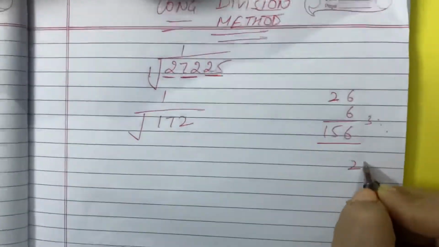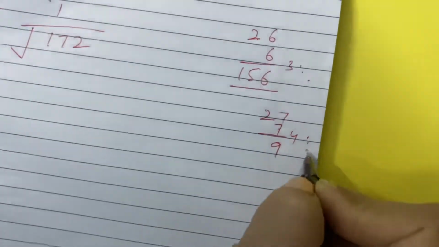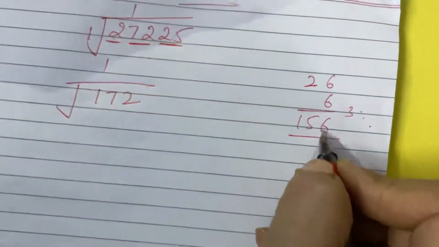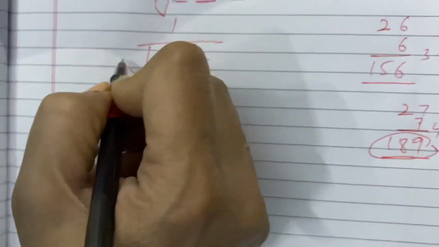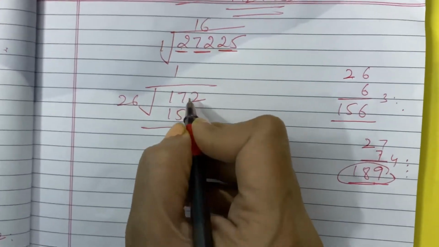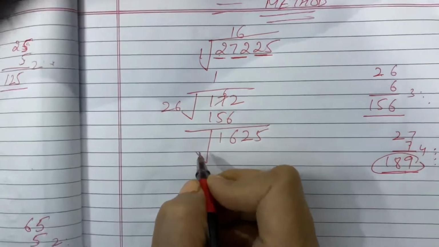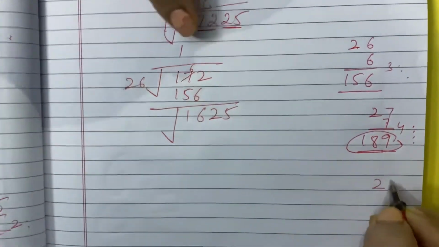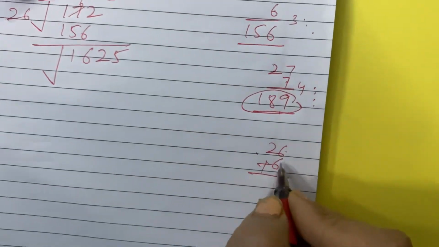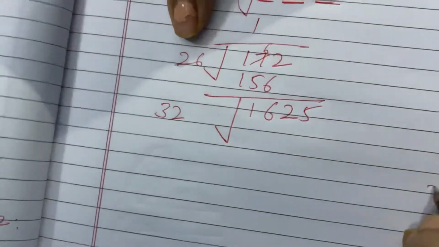156. Now let's multiply 27 into 7. 7 7s are 49, 7 2s are 14, 15, 16, 17, 18. So this number would be greater. This will not come here and this will come here. So 156 means 26 into 6. Now the remainder would be 1625. Now again put the divide sign and add 26 plus 6. It means 6 6s are 12 and 32. Here 32 will come.